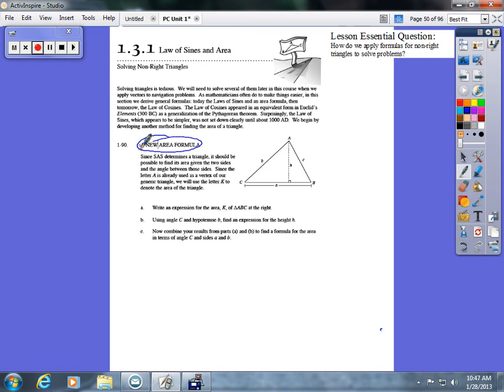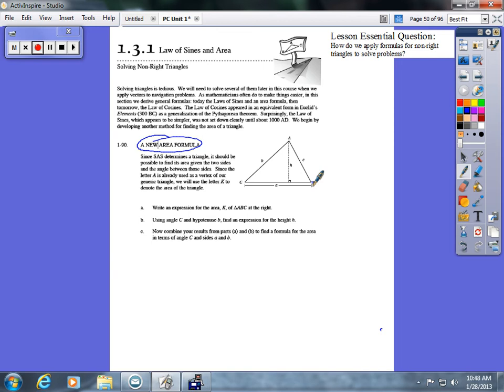The area formula that you know and love, 1/2 base times height, only applied to right triangles. Well, what happens if we don't have a right triangle? What can we do? Okay, well, first of all, we're going to take a look at this problem. This is the proof for the new area formula here. Since side angle side determines a triangle, it should be possible to find its area given two sides and the angle between those sides.